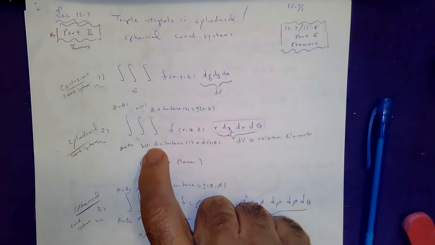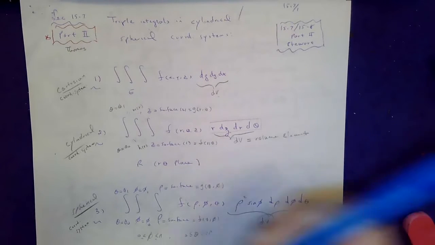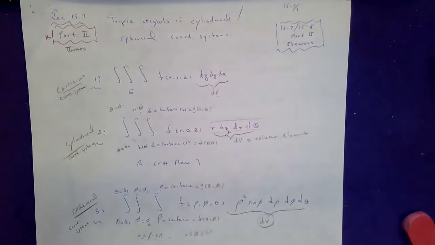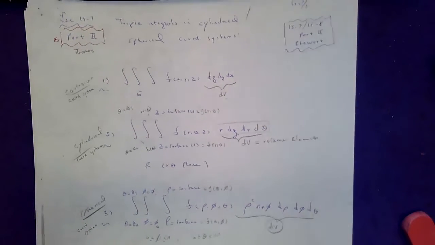be expressed in terms of what? Let's say just theta, correct? So this would be some function of theta, and this would be some other function of theta. And theta goes from what? Theta 0 to theta 1.